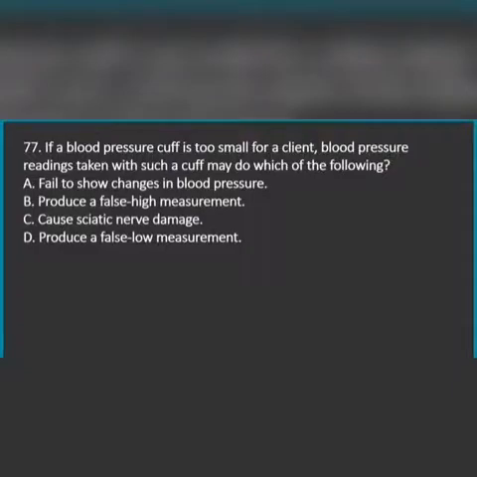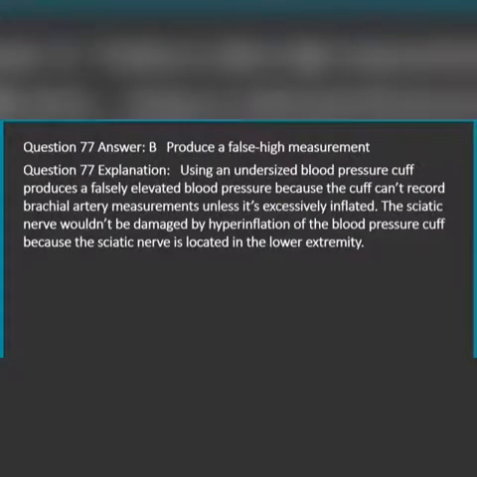Question 77. If a blood pressure cuff is too small for a client, blood pressure readings taken with such a cuff may do which of the following? A. Fail to show changes in blood pressure. B. Produce a false high measurement. C. Cause sciatic nerve damage. D. Produce a false low measurement. Question 77 Answer. B. Produce a false high measurement.